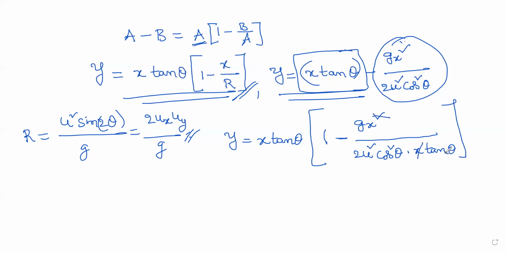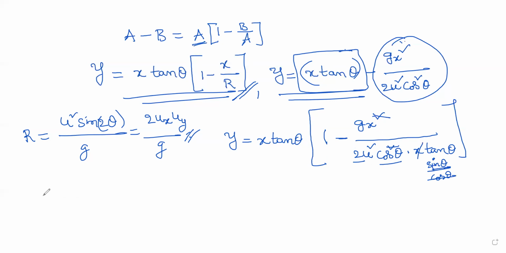And now here this x and this x is gone. And now here this tan theta, I can write it as sin theta by cos theta. And this cos theta, one cos theta is gone. So what is left is 2 cos theta sin theta, 2 sin theta cos theta, right? That is sin 2 theta.